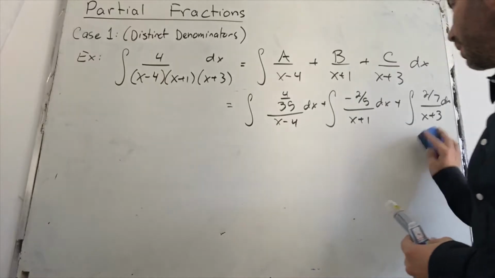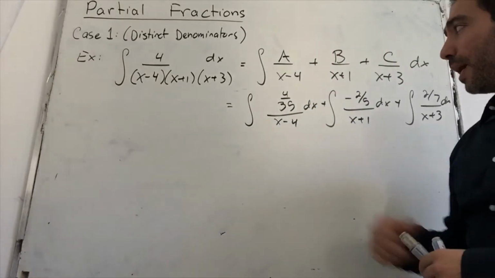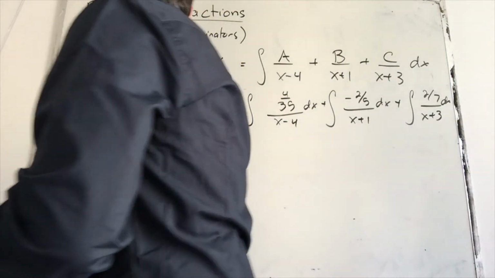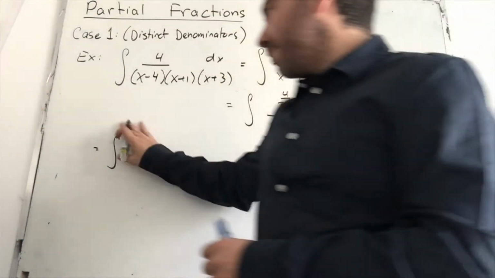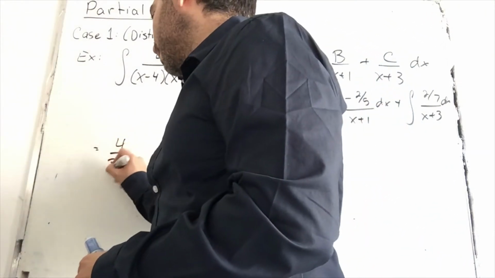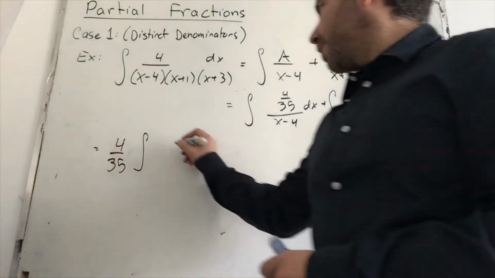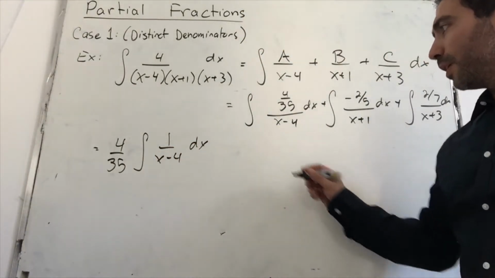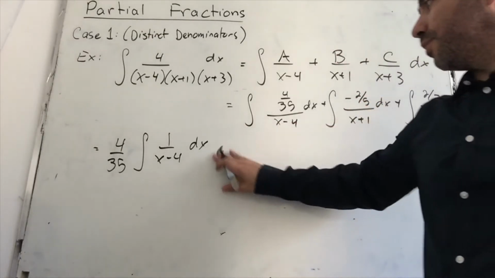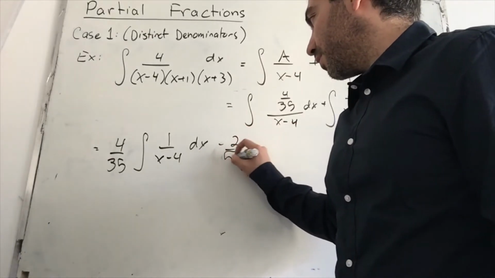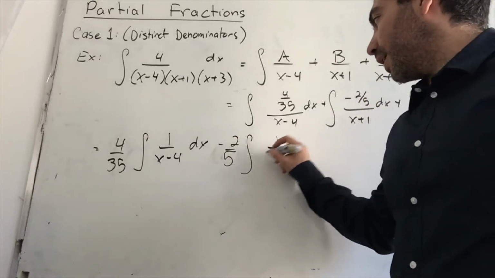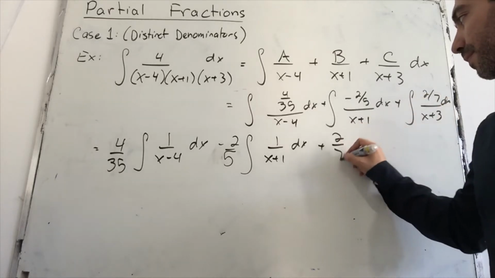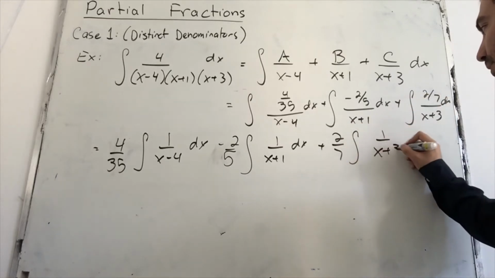And now how do we integrate these terms here? Well, this isn't too bad. If we ignore the constants, let's continue in blocks. I'm going to pull out the constant, the 4/35, and I'm left with 1 over x minus 4 dx for the first term. For the second term, I'm going to pull out the -2/5, and I'm left with the integral of 1 over x plus 1 dx. And lastly, we take out the 2/7, and we're left with the integral of 1 over x plus 3 dx.